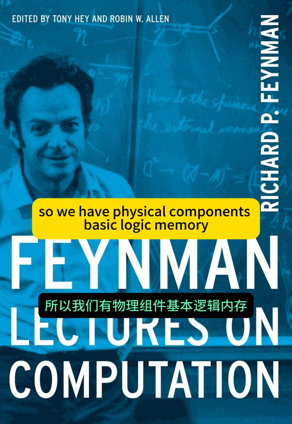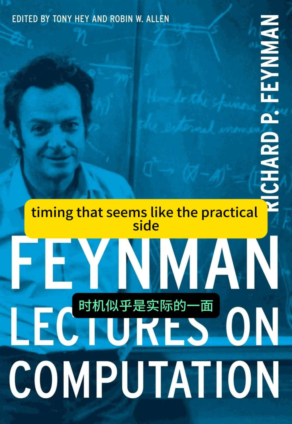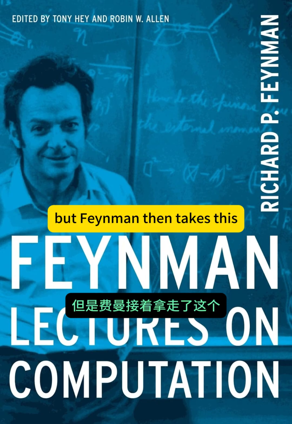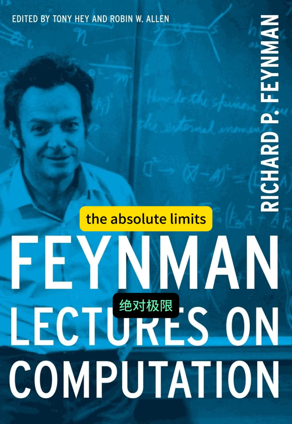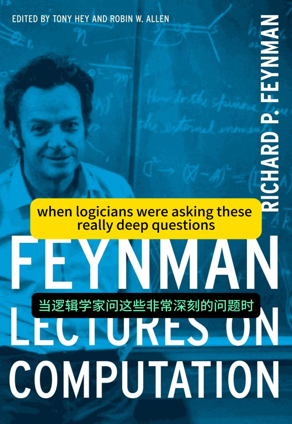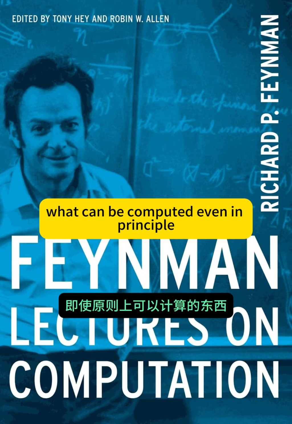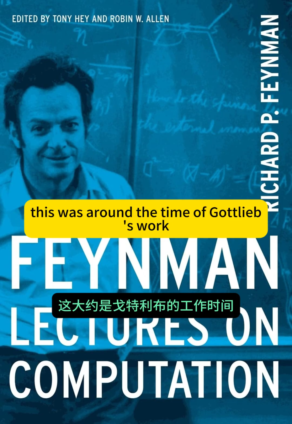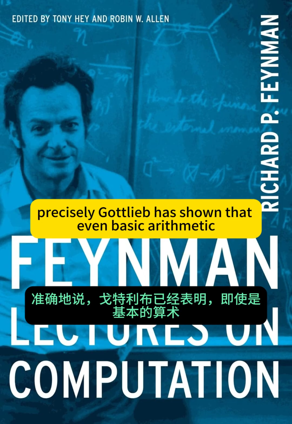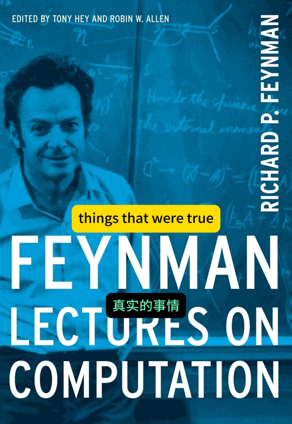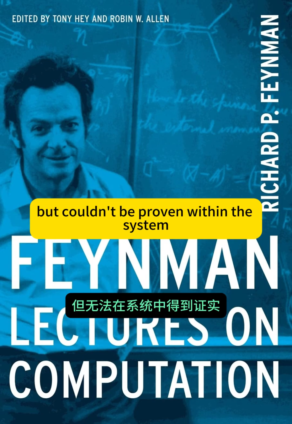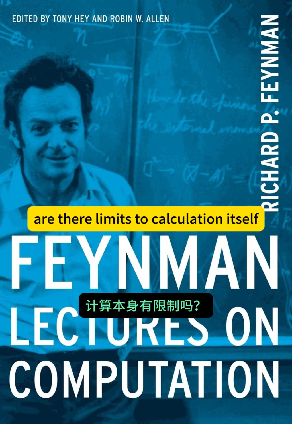Got it. So we have physical components, basic logic, memory, timing. That seems like the practical side. But Feynman then takes this interesting detour into the theory, right? The absolute limits. He does. He goes back to the 1930s when logicians were asking these really deep questions. What does it even mean to compute something? What can be computed, even in principle? This was around the time of Gödel's work. Precisely. Gödel had shown that even basic arithmetic had inherent limitations, things that were true but couldn't be proven within the system. So people started wondering, are there limits to calculation itself?